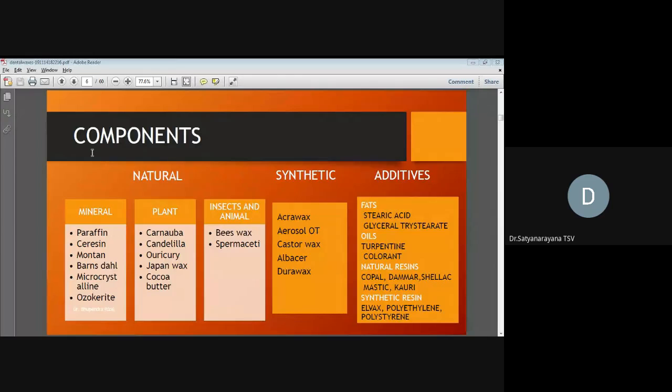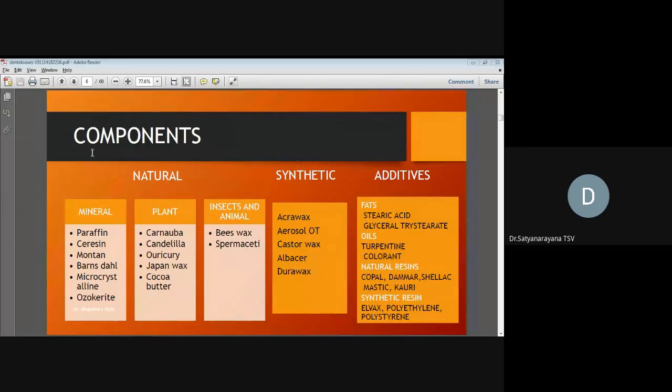It can be broadly divided as natural and synthetic. Again, natural can be derived from minerals, plants, and insects. Coming to synthetic waxes: Acra wax, aerosol OT, castor wax, Albacet, and Dura wax. Okay, these are the additives which we usually add.